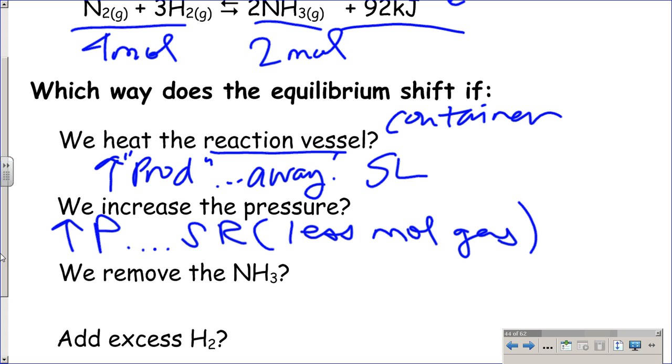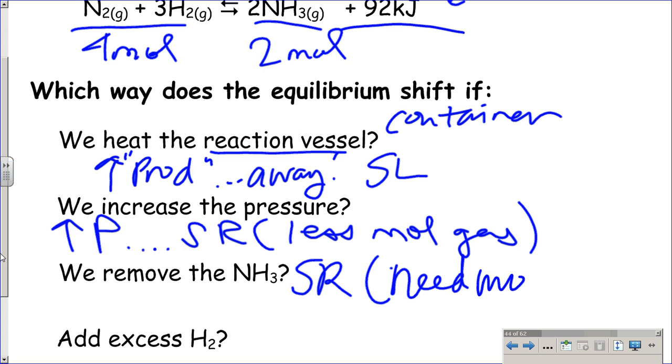If you remove ammonia, why shift right? So you lessen the products by removing ammonia. You need to get it back up. So your job is to make more products. Need more products.